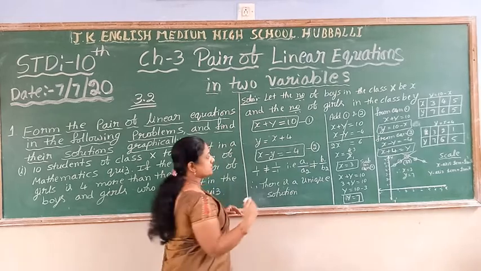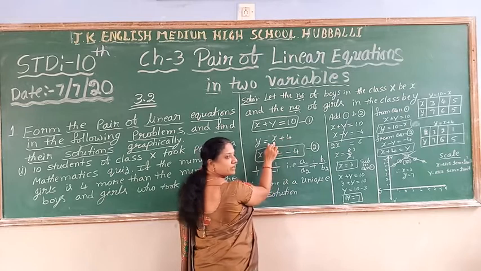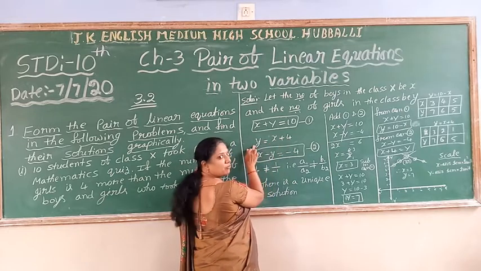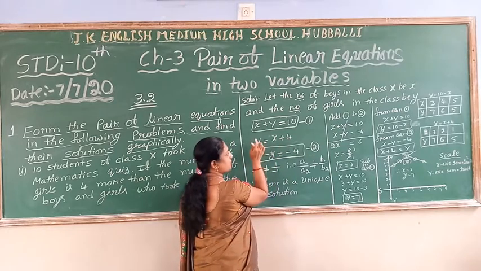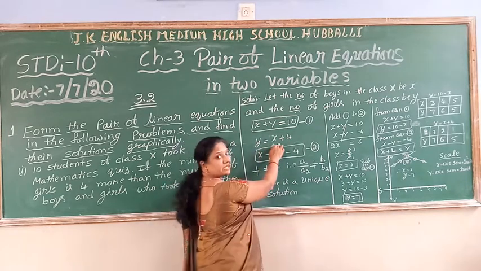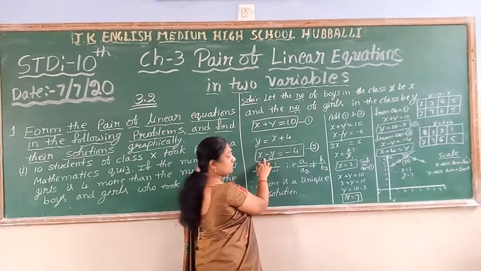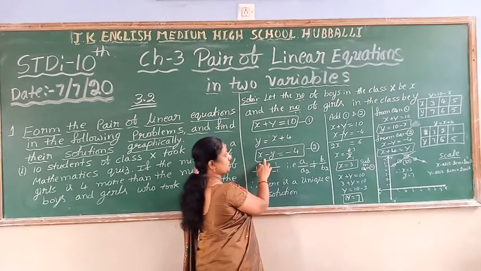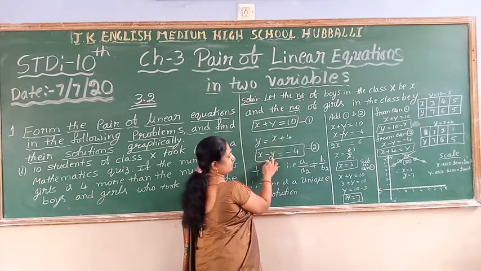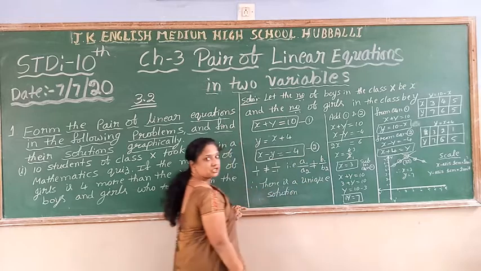And in the next statement, the number of girls is 4 more than the number of boys. So this is the number of boys and this is the number of girls. According to the statement, I will get the equation. Then convert it into the general form of linear equations in 2 variables: first variable x, next variable y, next constant. So according to that, I will change it. I will call this equation number 2.